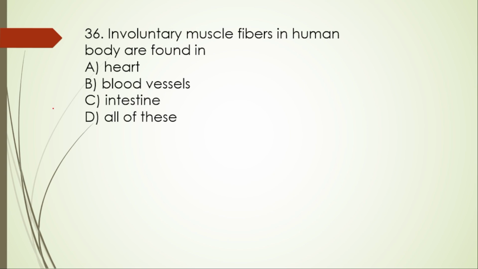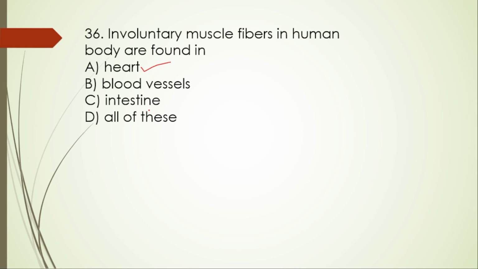36. Involuntary muscle fibers in the human body are found in A. heart. Of course, we can. The heart is made up of specialized cardiac muscle fibers that contract rhythmically to pump the blood, isn't it? So B, blood vessels also.